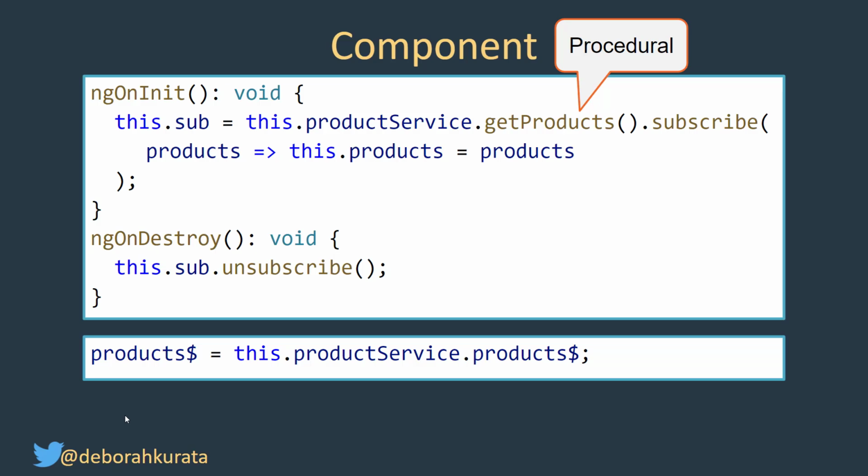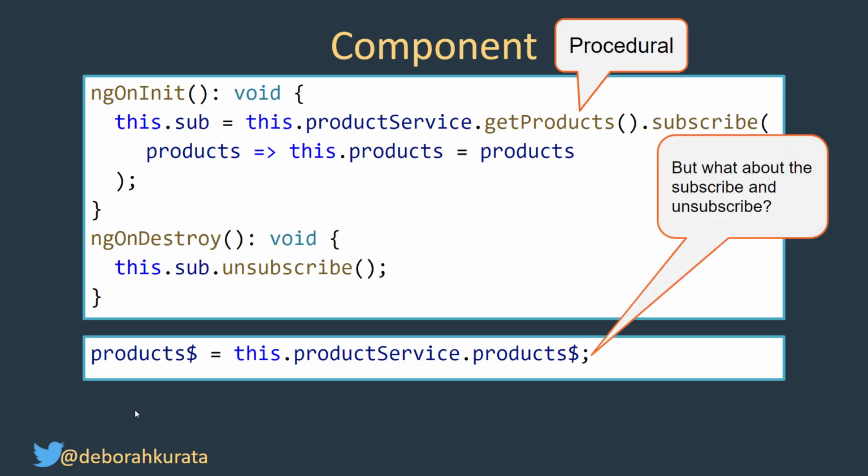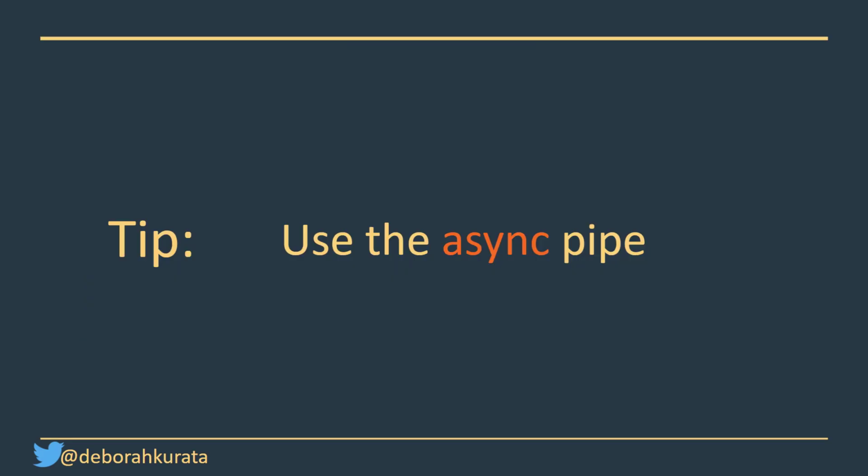If we went with a declarative approach, we could simply do something like that. Way less code. Wait, we don't have any subscribe or unsubscribe. How is that going to work? How are we going to make this go? We already said this doesn't work unless you subscribe or unsubscribe. We're going to use the async pipe. That's our next tip. Use the async pipe.